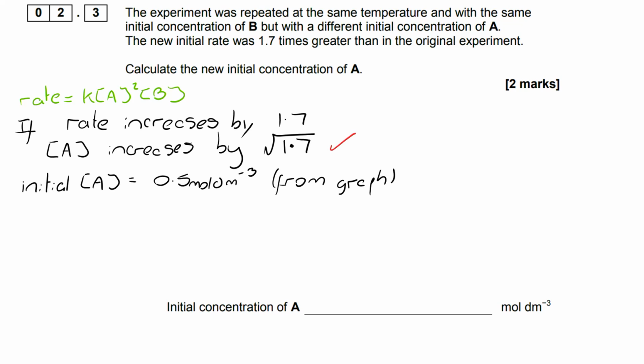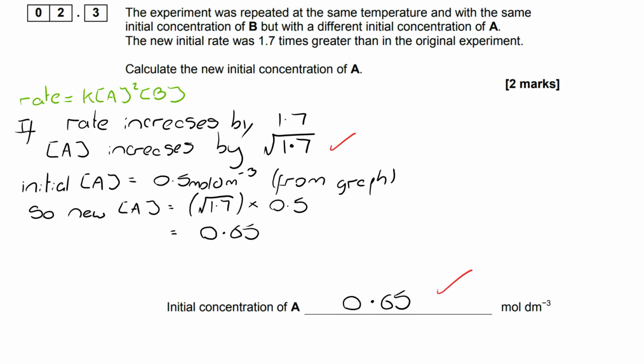Now I also know that my initial concentration of A was 0.5. I take that from the graph. So my new concentration of A is going to be root 1.7 multiplied by that 0.5. And that's going to take me to 0.65 moles per decimetre cubed.